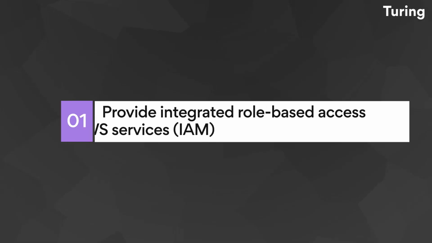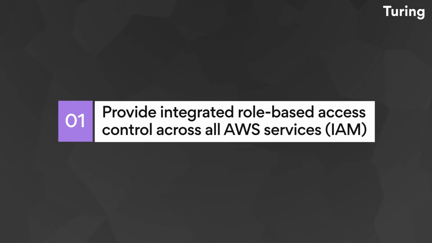First, Step Functions provide integrated role-based access control across all AWS services using IAM. This means if you want to get a file from S3, in a specific state, you will need to add the right permissions to the role that your state machine assumes to perform that specific action.